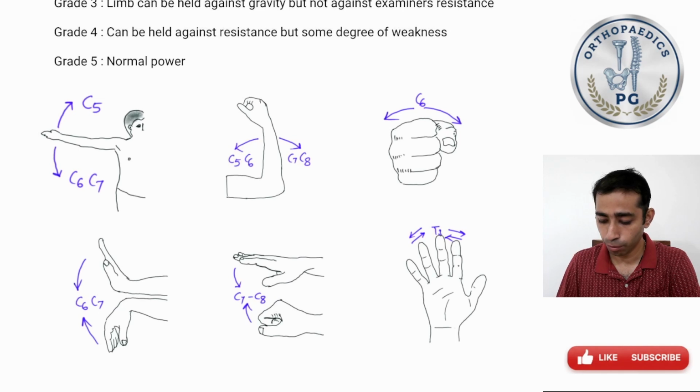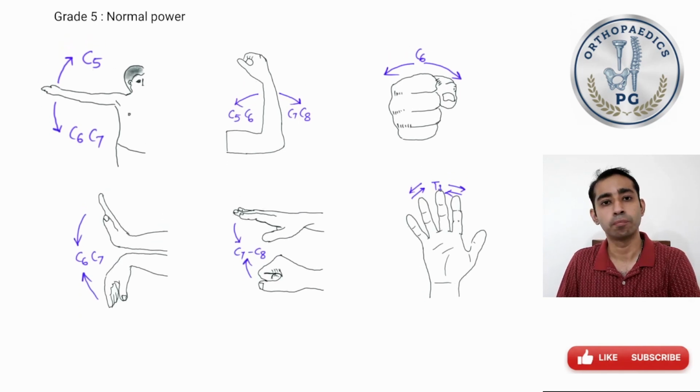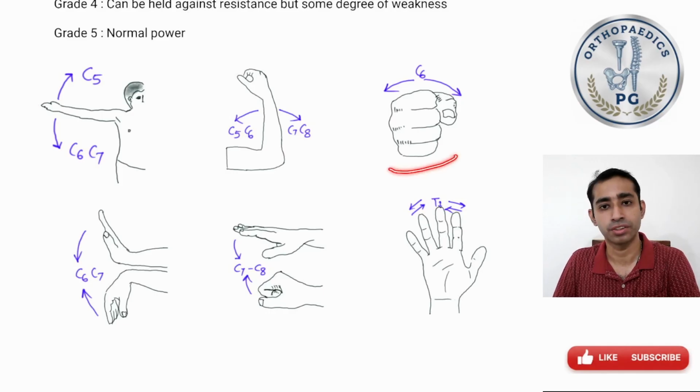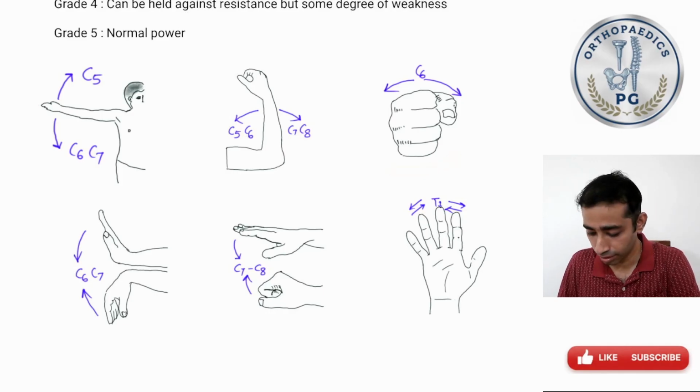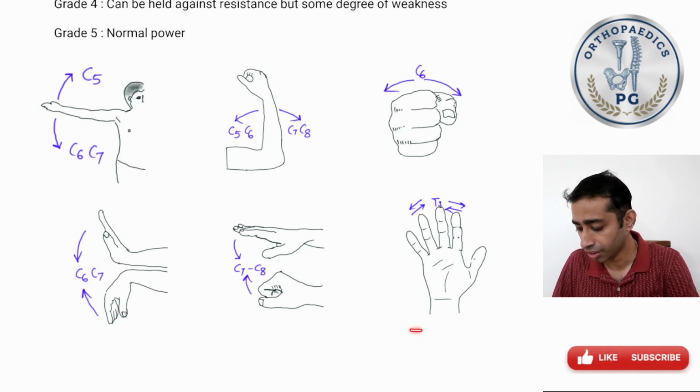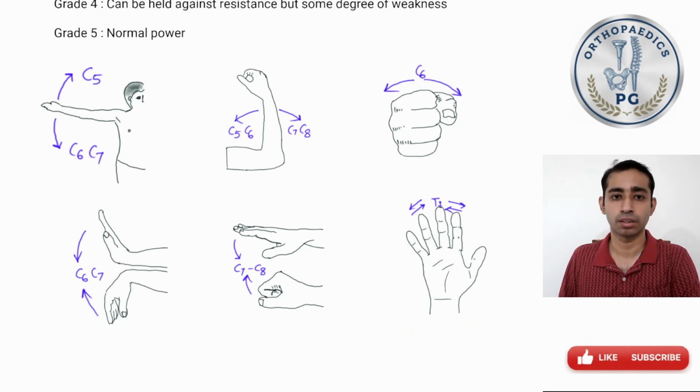Now different nerve roots control different movements in the upper limb and lower limb. Some important nerve roots: shoulder abduction is C5, shoulder adduction is C6, C7, elbow flexion is C5, C6, elbow extension is C7, C8, both pronation and supination is C6, both wrist extension and wrist flexion is C6, C7, both finger flexion and extension is C7, C8, and both finger adduction and abduction is T1.